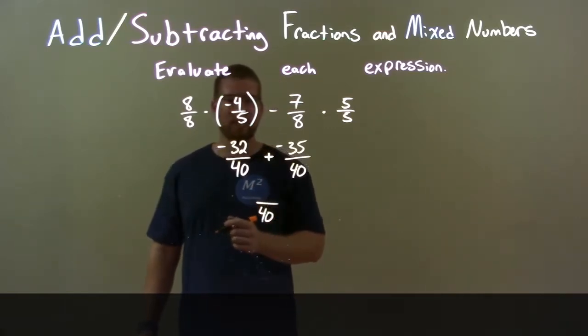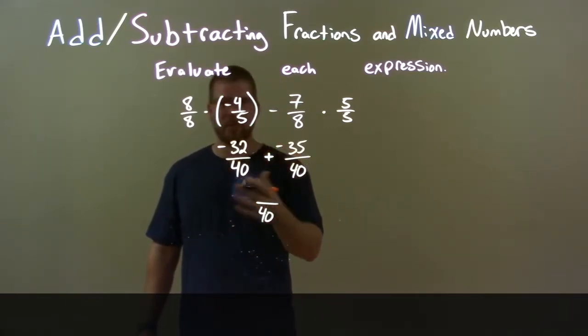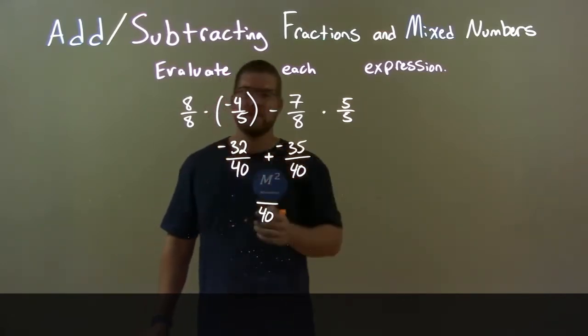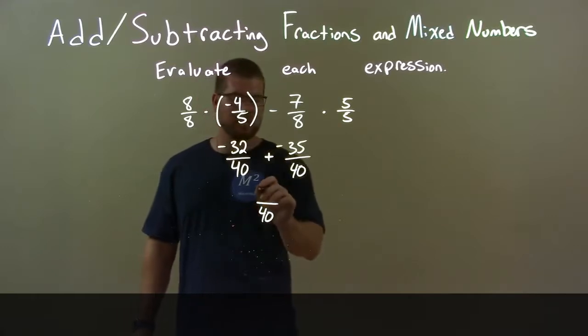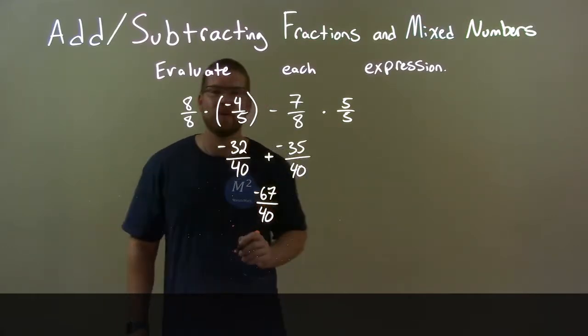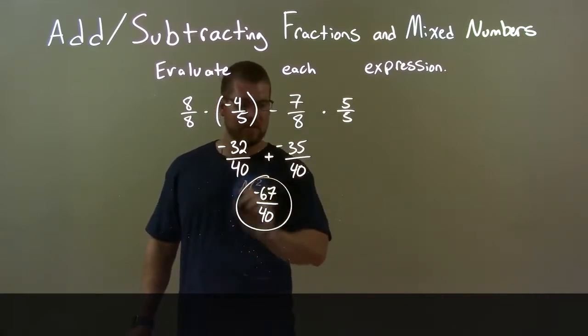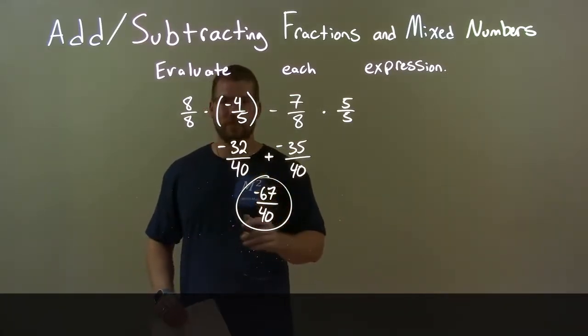Let's go add our numerators. Well, they're both negative, but when we add those two negatives, it's even more negative. Negative 32 plus a negative 35 is a negative 67. So we have negative 67 here, and I believe that can't be simplified. That is correct. So our final answer here is just a negative 67 over 40.